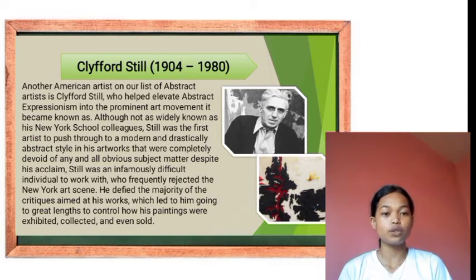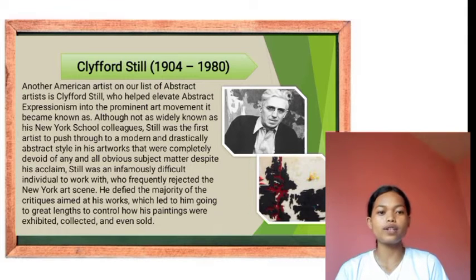Still was the first artist to push through to a modern and drastically abstract style in his artworks that were completely devoid of any and all obvious subject matter. Despite his acclaim, Still was an infamously difficult individual to work with, who frequently rejected the New York art scene. He defied the majority of the critics' aim at his works, which led to him going to great lengths to control how his paintings were exhibited, collected, and even sold.